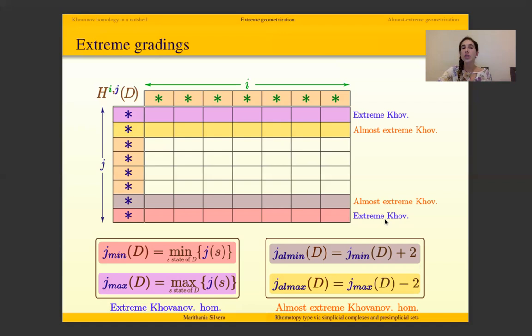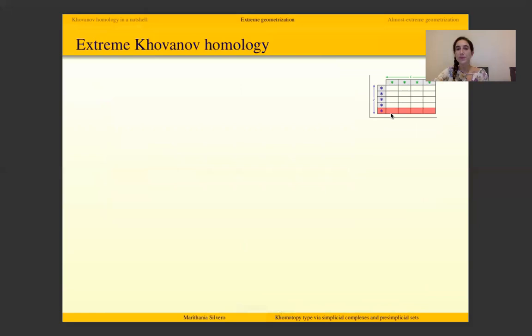Okay, so now I'm going to tell you two geometrizations of Khovanov homology, which in some sense are equivalent to that of Lipshitz and Sarkar, but one of them works for extreme rows, for extreme Khovanov homology gradings, and the other one for almost extreme rows. For the first one, we don't need to go through a spectrum, we just need simplicial complexes. And for the second one, we just need to go through presimplicial sets. So as you see, these constructions are going to be much simpler and we can construct them very easily. So let's define them. We want to geometricize this extreme Khovanov homology grading, the last row.